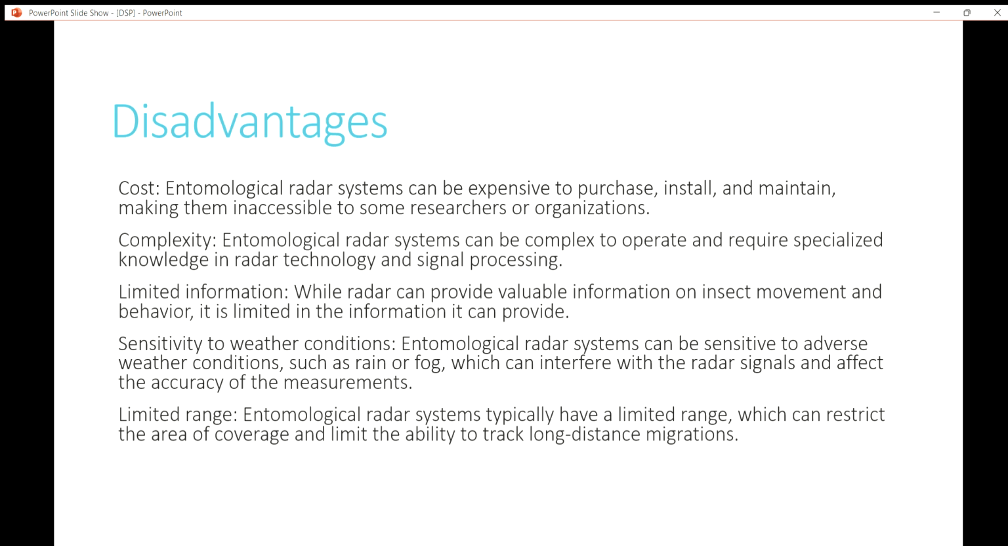While radar can provide valuable information on insect movement and behavior, it is limited in the information it can provide. And on the sensitivity to weather conditions, these radar systems can be sensitive to adverse weather conditions such as rain or fog, which can interfere with the radar signals and affect the accuracy of measurement. These radar systems also have limited range, meaning they typically restrict the area of coverage and limit the ability to track long distance migrations. So we can say that these are the major disadvantages of entomological radar systems: cost, complexity, limited information, sensitivity to weather conditions, and finally limited range.